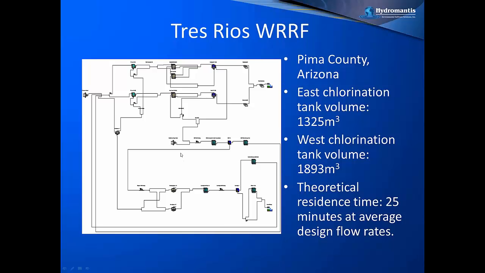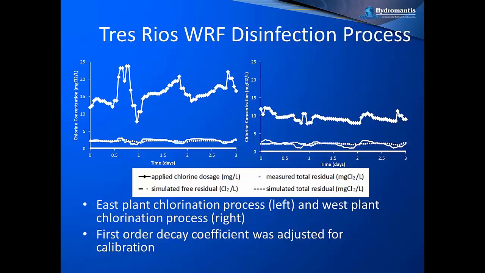Also, we tried to use the model on one of the wastewater treatment plants from which we had data, and this is the project I mentioned we were initially working on. This is the Rios water reclamation plant at Pima County. There are chlorination tanks on the east side and west side with specific volumes, and an average theoretical residence time of 25 minutes based on the design flows that the plant is experiencing. We were lucky to have some data on this plant for 3 days.